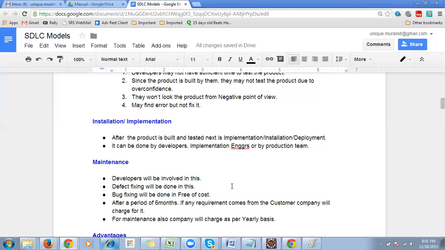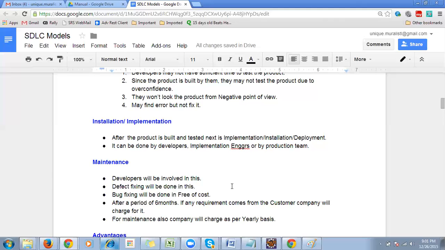Okay. Next we have the maintenance. So what does maintenance mean? That is, you have developed the product, tested the product, and then sent it to the customer. But it's not certain that it has been perfectly developed and perfectly tested. So they will always give a grace period of 6 months or something.